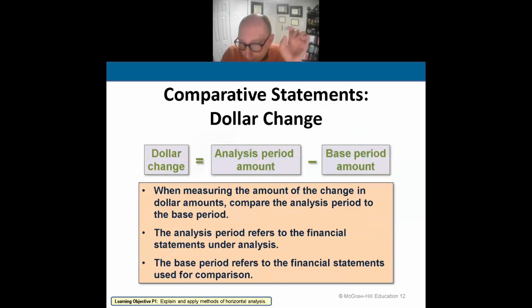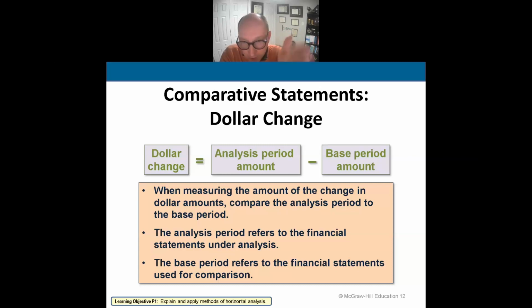Now, when I compare the changes over time, I use a formula. I look at both the dollar change and the percent change. The dollar change shows me how much each line item on my income statement and my balance sheet has changed from one year to another.